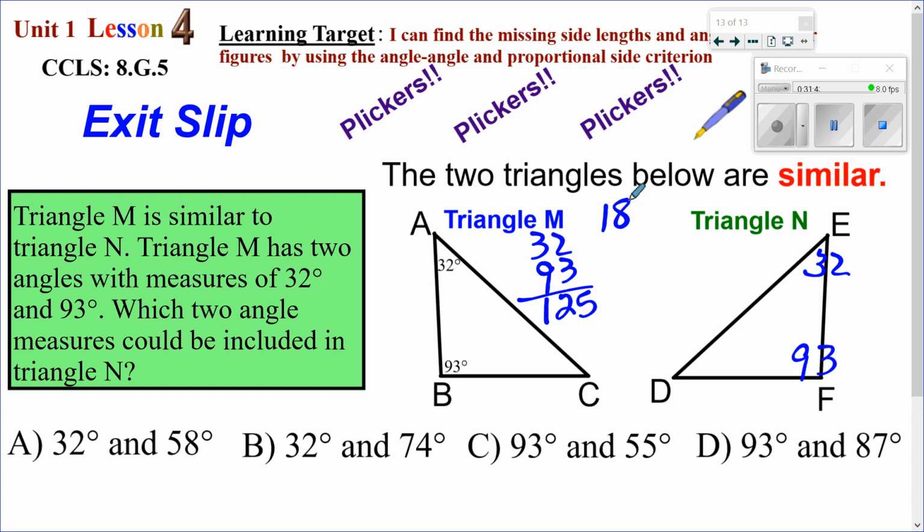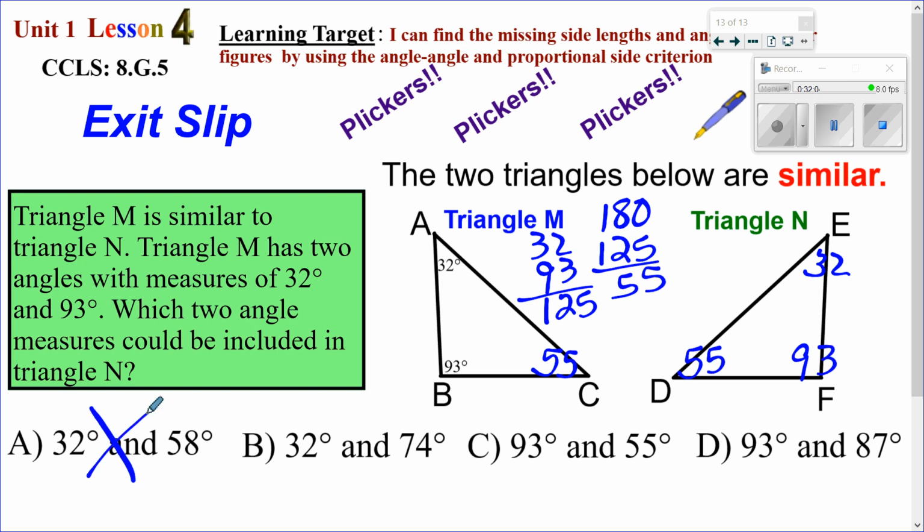Subtract that from 180, I get 55 degrees. So C is 55. Now I can assume D is 55. Well, let's see. 32 and 58. 32 is there, but 58's not. Not the answer.